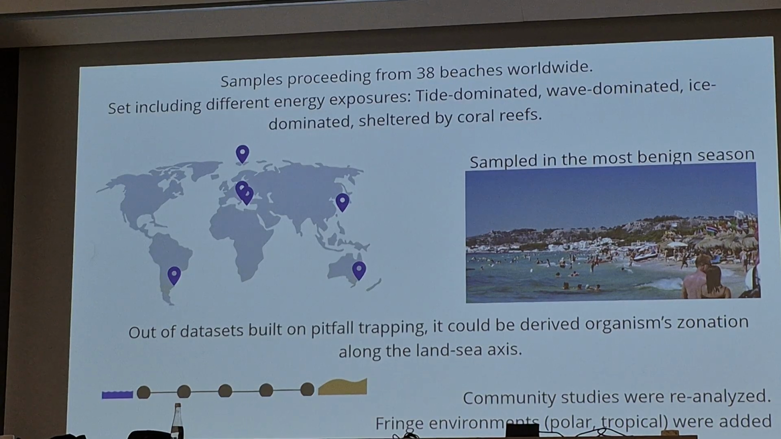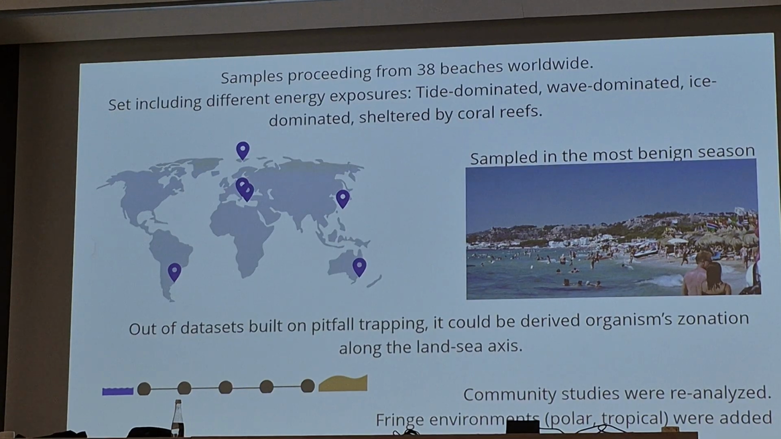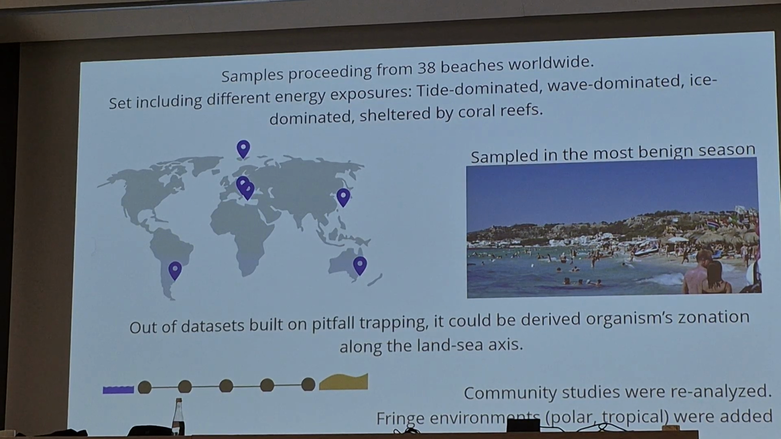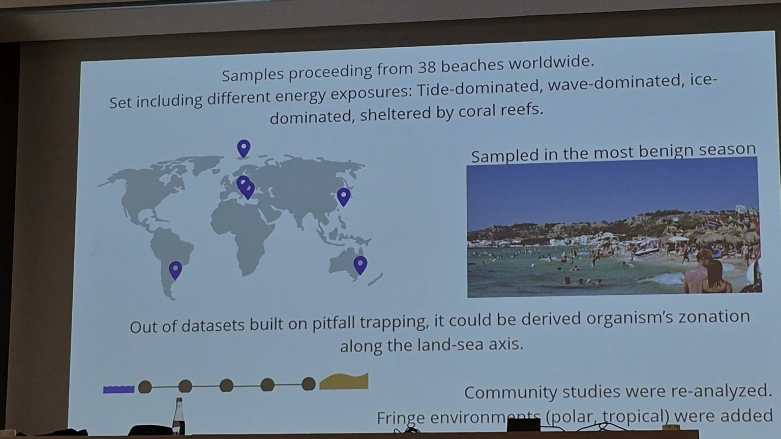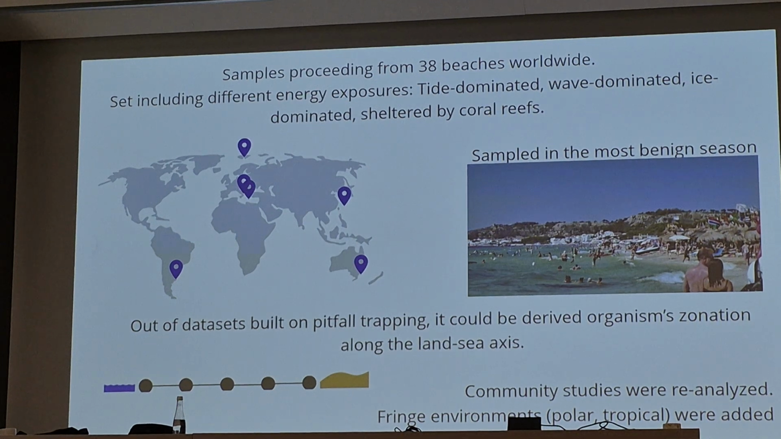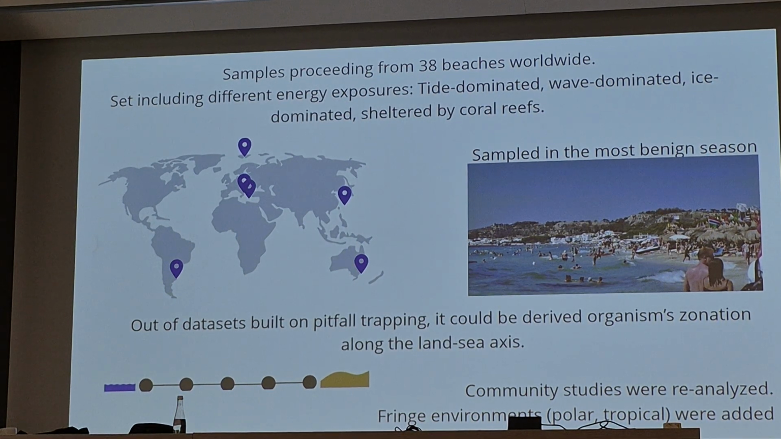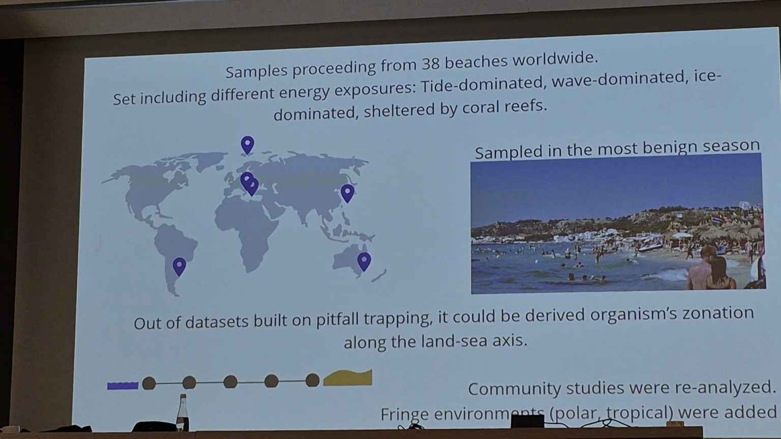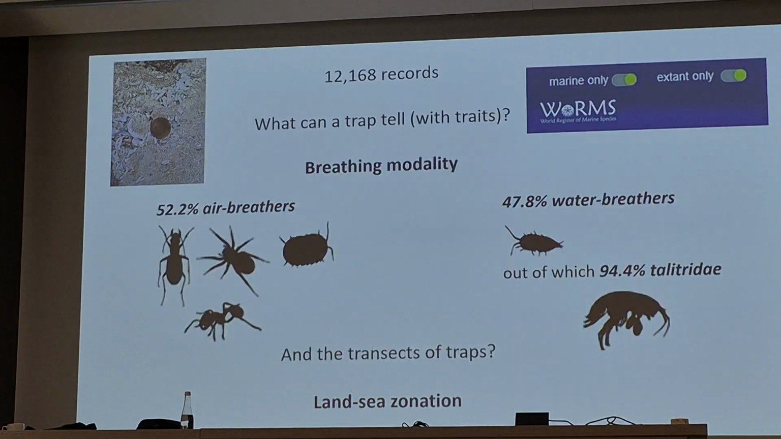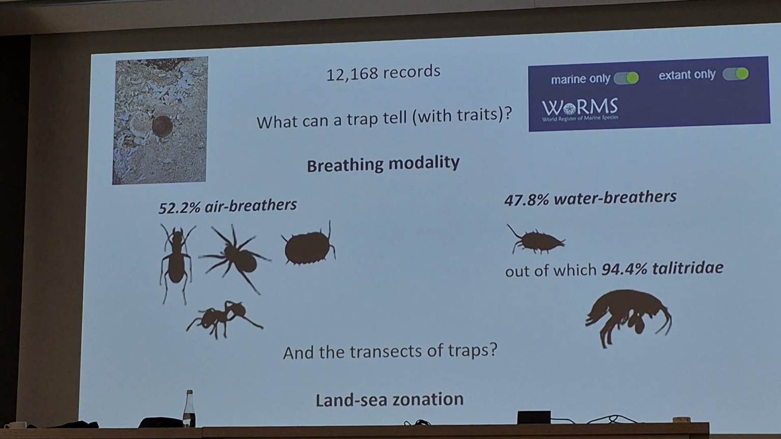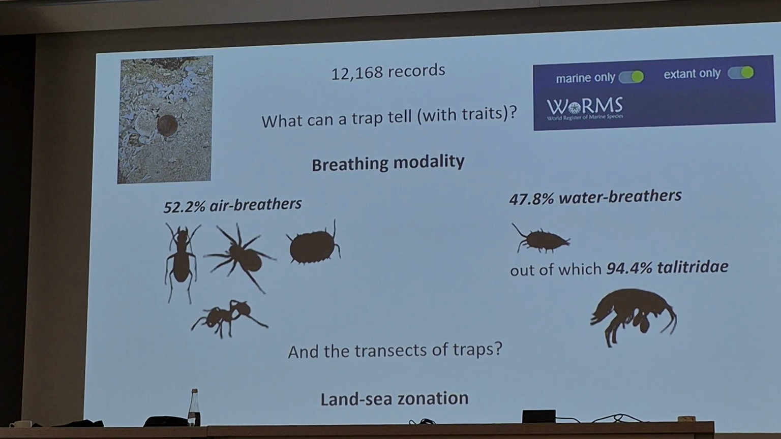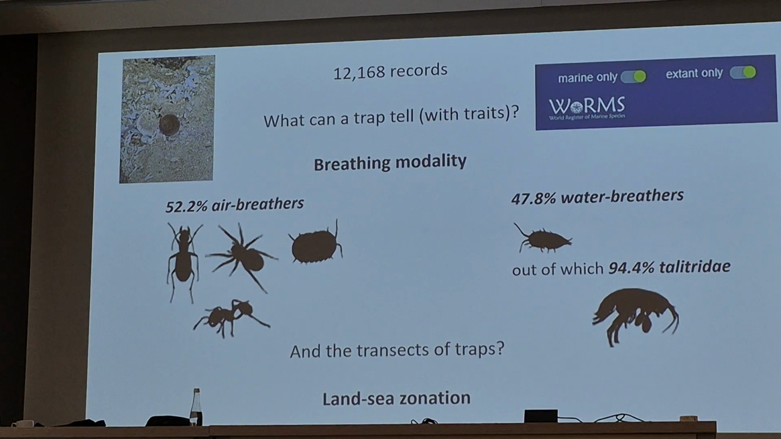We had one common background, which was, oops, the pitfall trapping. We place a regular pitfall, one per meter, along the perpendicular to the shoreline. So indirectly we can detect by linear meter the number of individuals you have, and we can derive the zonation. We reanalyzed the community studies we had, and then we added the fringe environments. We have a decent number of records, so that allowed us to proceed with a global analysis, and we decided to go for traits.